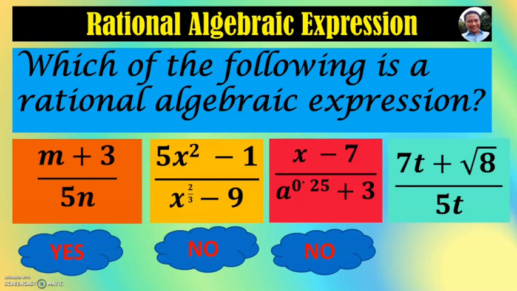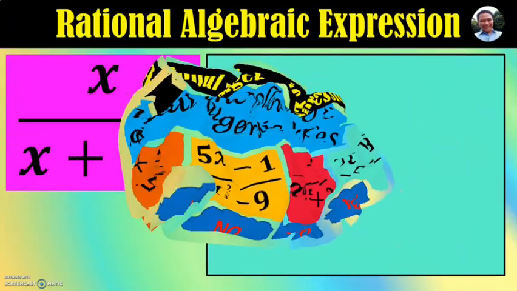How about number 8? 70 plus square root of 8 over 5t. Very good. Yes. So why yes? Even if you can see a radical sign there, there is no variable inside it. If it is a number, then it is still considered a rational algebraic expression unless there is a variable inside the radical sign. Okay, let's continue.